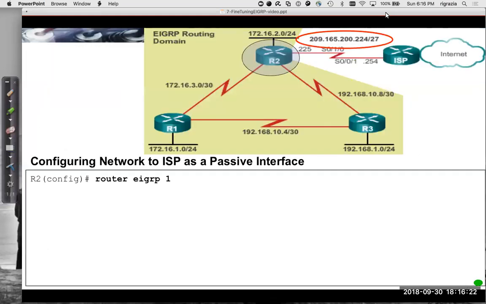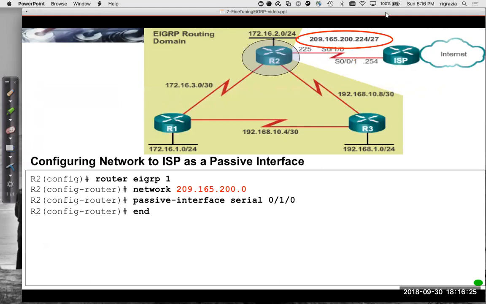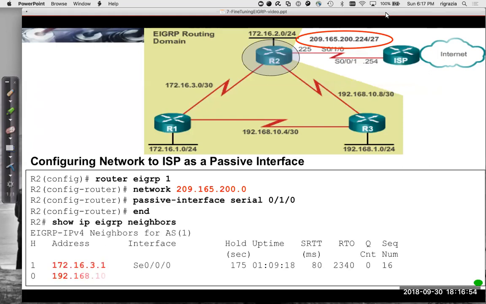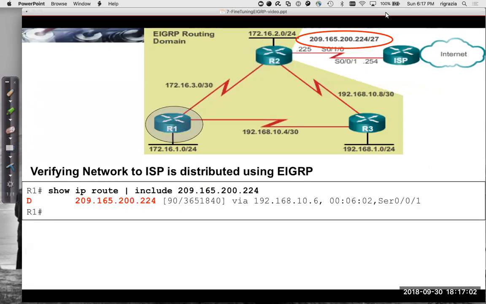Here we have our network. On R2, the interface with the ISP: we're running EIGRP internally, but we don't want to be sharing EIGRP updates with our ISP router, so we could make that a passive interface, along with our local area network 172.16.2.0. So the only neighbors we should have are routers R1 and R3.